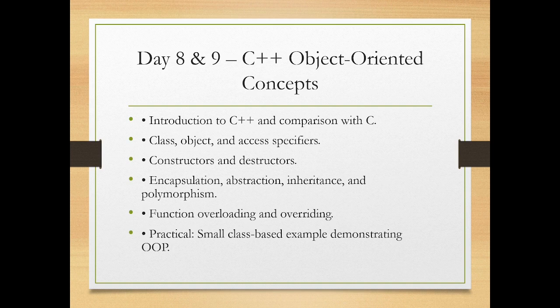Encapsulation, abstraction, inheritance, and polymorphism are called the pillars of OOP concepts. Encapsulation means wrapping data and functions together. Abstraction means hiding implementation details. Inheritance means deriving a new class from an existing one. Polymorphism means the same function behaving differently.